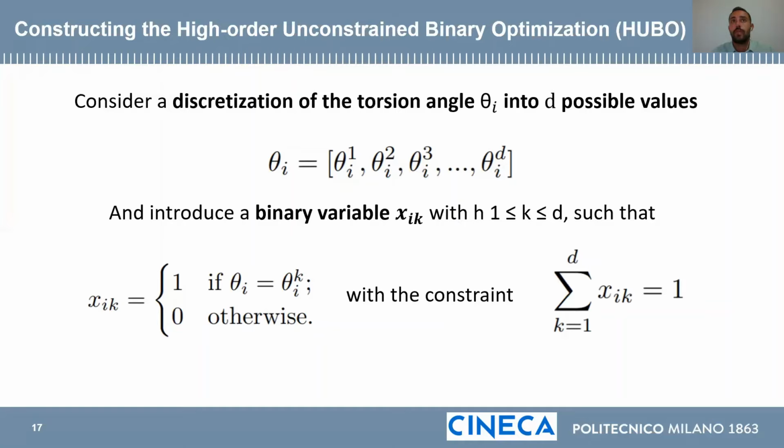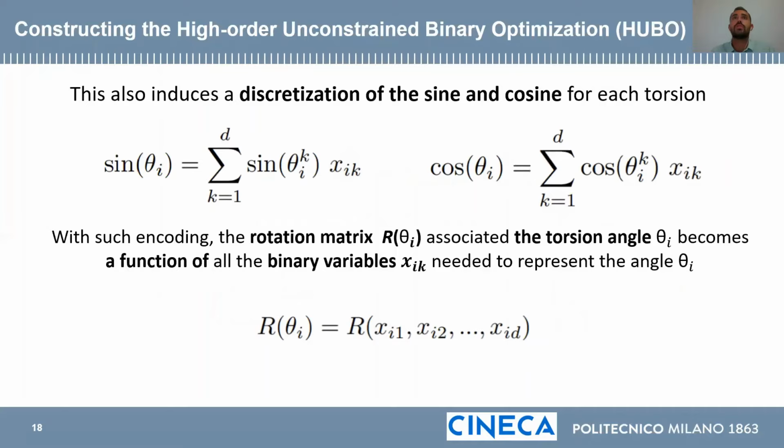We can introduce then a binary variable x_ik, which is 1 if the torsion angle theta_i assumes exactly the value theta_ik, and 0 otherwise. Of course, since the torsion angle can assume only one value at a time, this means that there is the constraint shown here. This discretization also induces a discretization on the sine and the cosine function of theta_ik, as you can see here. These two functions are inside the rotation matrix R of theta_i.